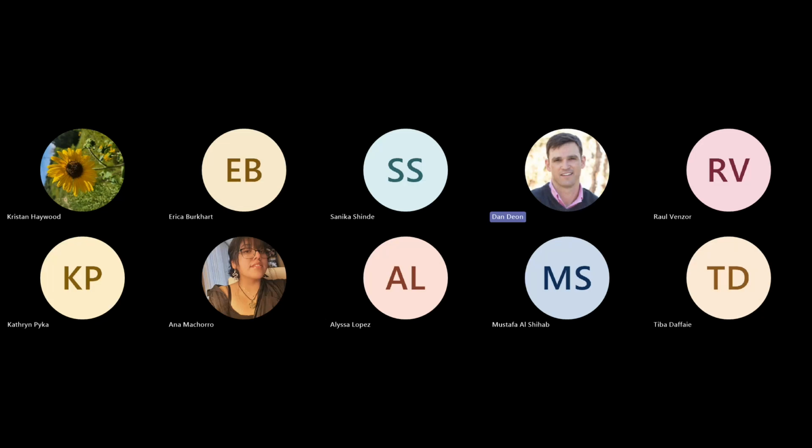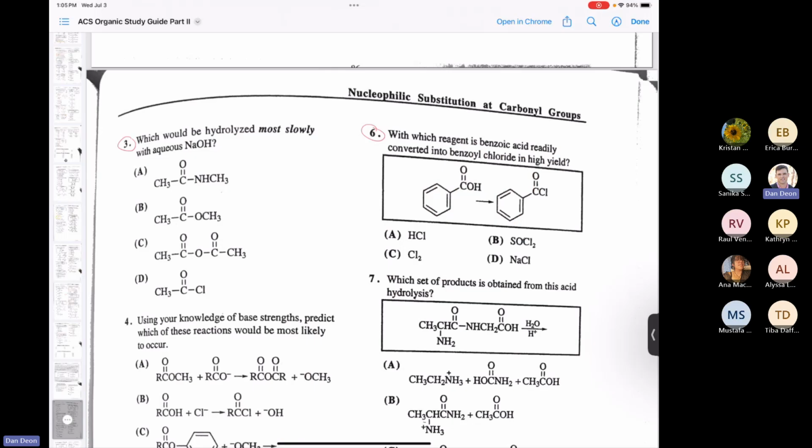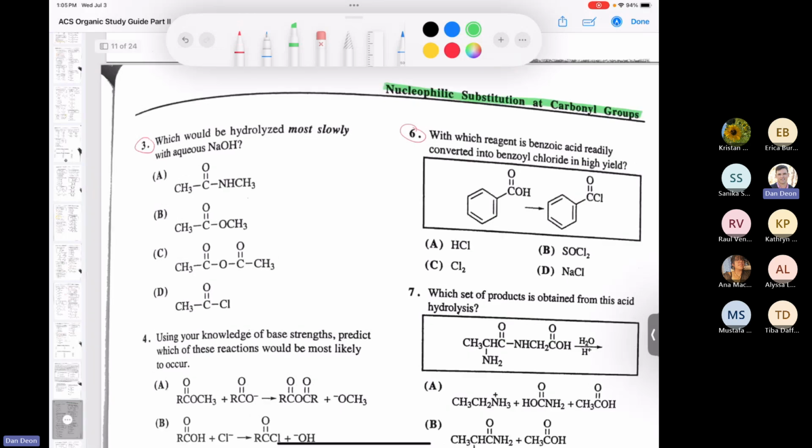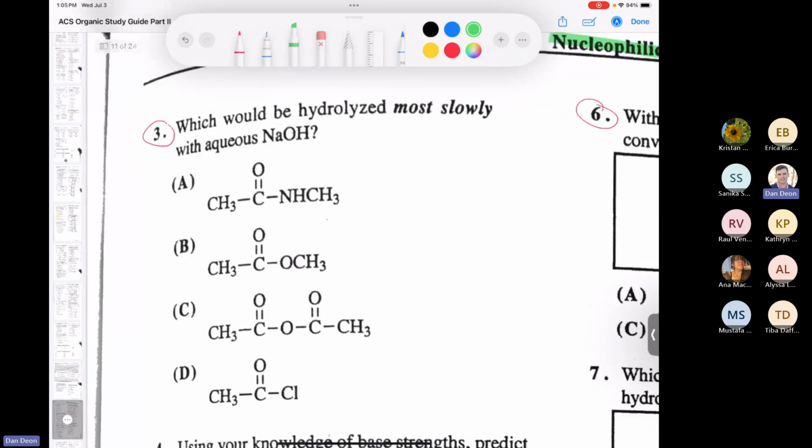Okie doke. So today we're going to start our final exam review, second day, looking at nucleophilic substitution at carbonyl groups. And this is a topic that's really only covered in this class. It's not covered in Organic Chemistry 1 at all. But I wanted to start with question number 3 because this would have been covered in Chapter 20, because Chapter 20 covers carboxylic acids and their derivatives.